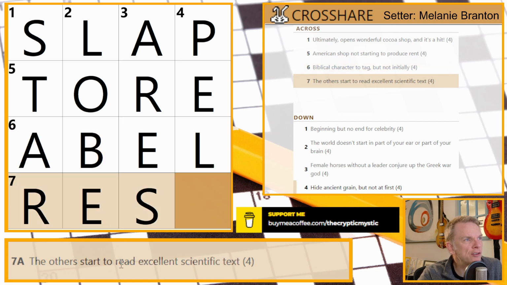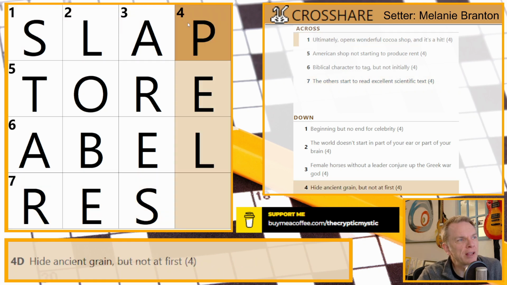Where do we go, 7 across then, what's this? The others start to read excellent scientific text. So here we have start to telling us initial letter. I mean, strictly it probably should be starts to, to indicate more than one starting letter, but the definition here is going to be the others. So the initial letters of read excellent scientific text gives us rest. This is a T here, isn't it? So let's look at 4 down and see what that is.